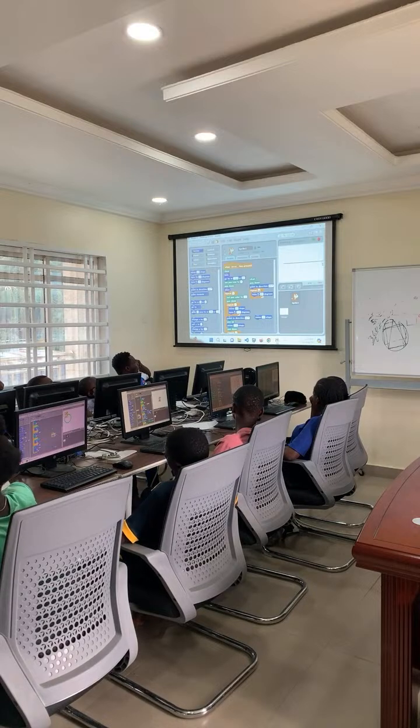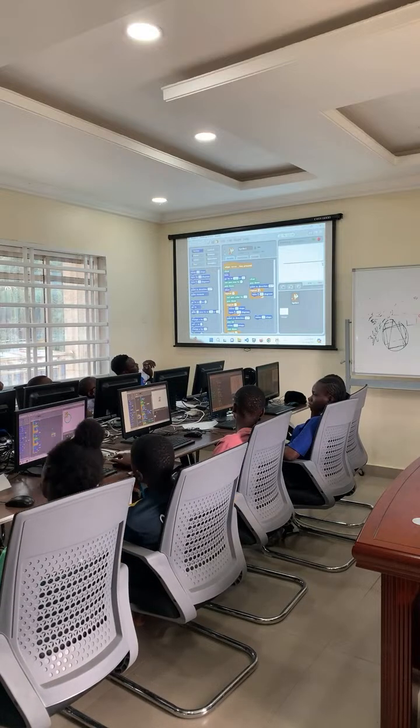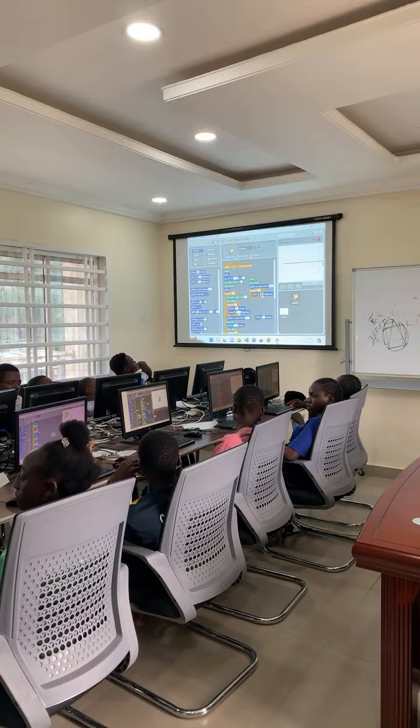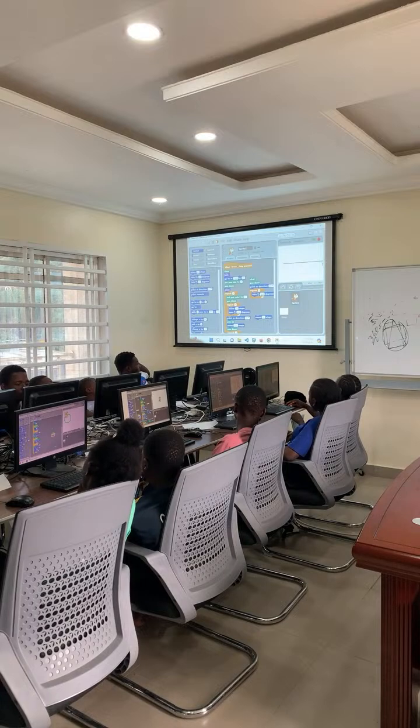Repeat once. Okay, repeat once, then what? Repeat 360. Turn 360. We can't turn 360. I just explained why we cannot use turn 360. It will just turn in one place and then do something.